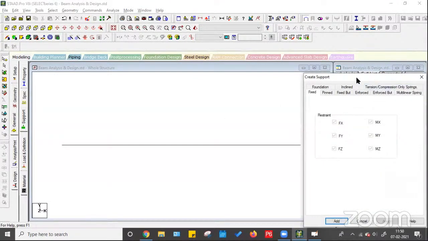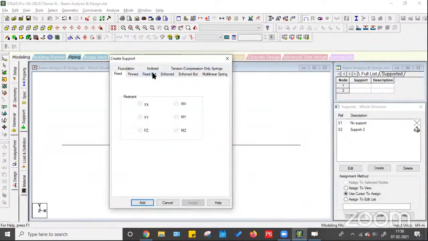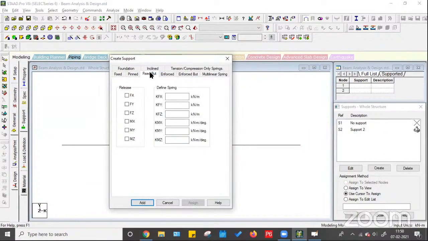So I'll click on create. I'll go to fixed but. Later on, I'll explain why we are taking this fixed but. So fixed but, and I need to release this in other directions. Usually if it's a purely roller support, I would have released in all the directions except for FZ, because vertical reaction is there in a roller support. But we are going to release this in FY.